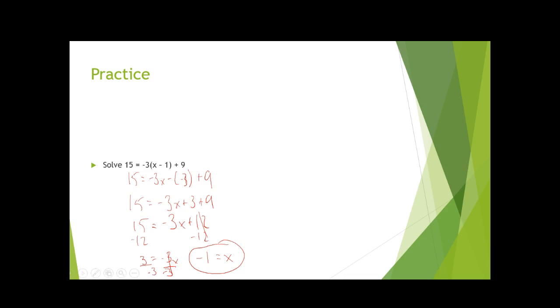So solve this one. 15 equals negative 3 times the quantity x minus 1 plus 9. Your answer is going to be in the form x equals negative 1. So check out all the steps involved and see if you got the same answer or not, and see why you got a different answer if you did.